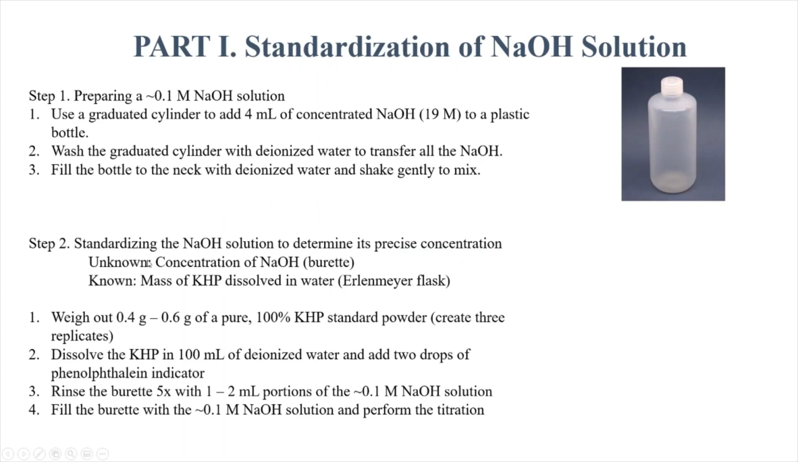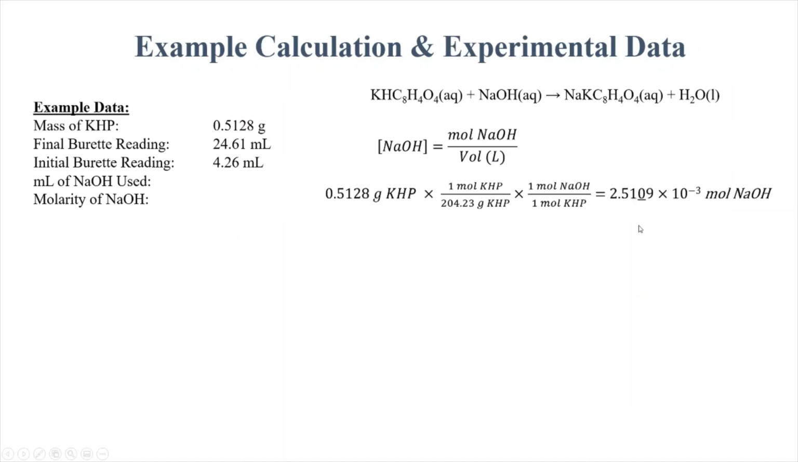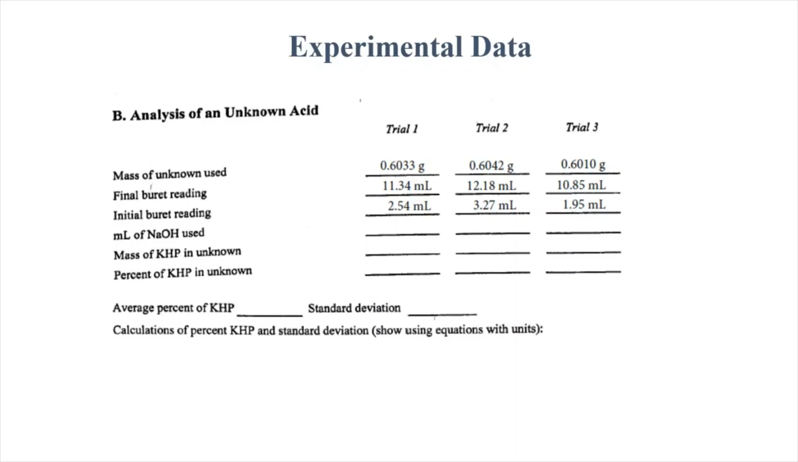was the mass of KHP dissolved in the water. This was in the standardization of NaOH. So when I do my calculations, the number of moles comes from the known. The known always gives you the number of moles. And then for the unknown, we use that number of moles to figure out whatever information we want to know about the unknown, whether it's a concentration or a percentage. So that should help you set up these calculations as you go along.